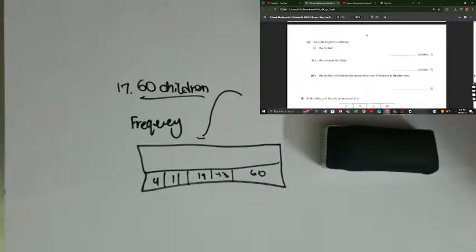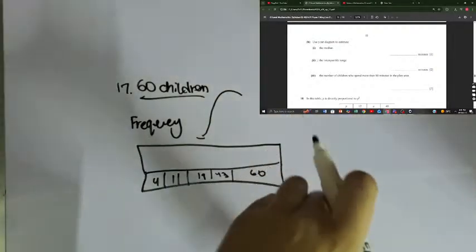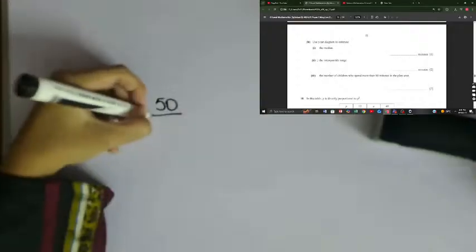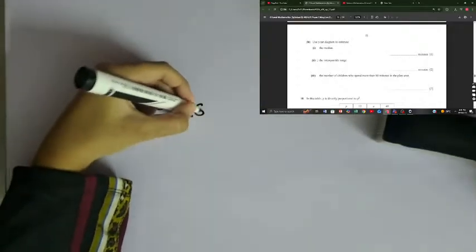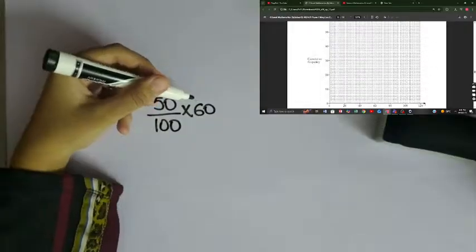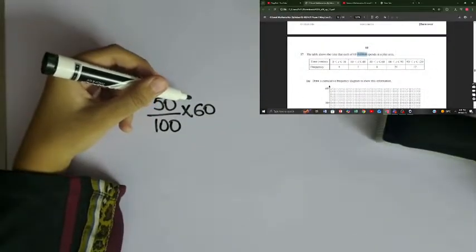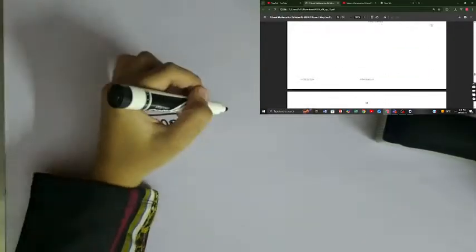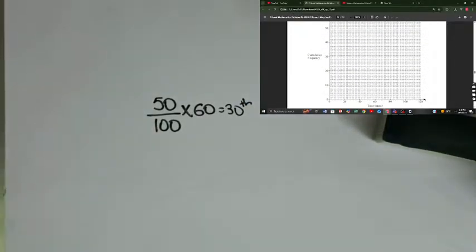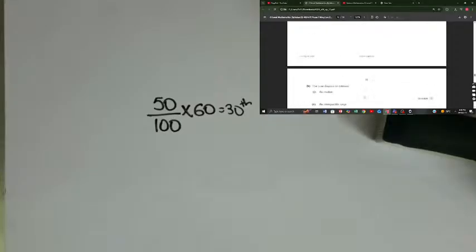Now they're asking us to use the diagram to estimate the median, the interquartile range, and the number of students who spend more than 80 minutes in the play area. In order to find the median, what you basically need to do is take 50% of the total frequency. So 50% of 60, because the total number of children is 60, would be 30, and we would need to see what the 30th value in our cumulative frequency graph corresponds to in minutes.